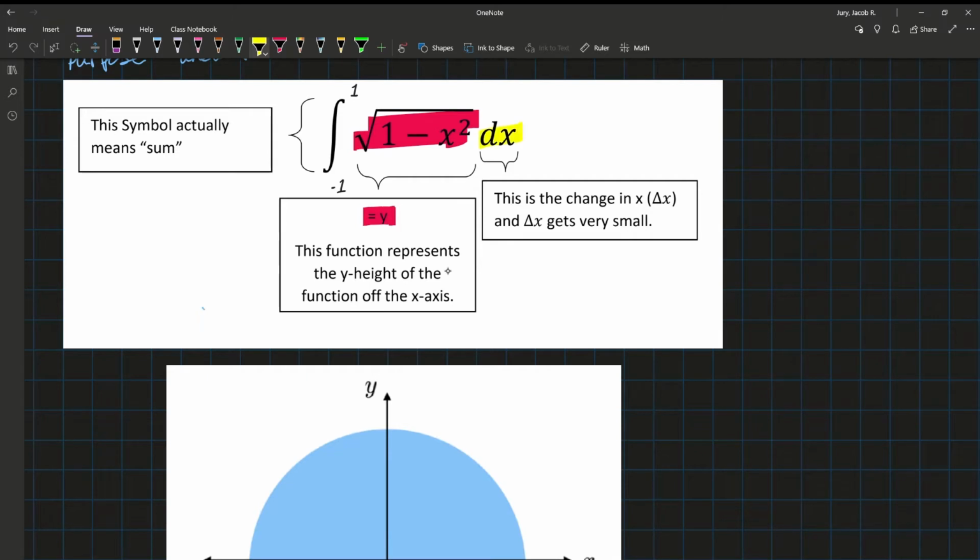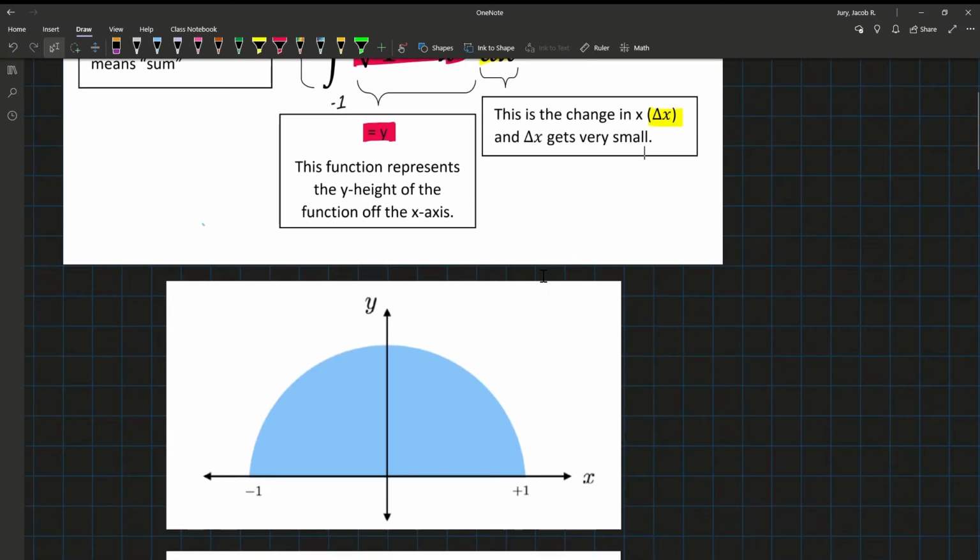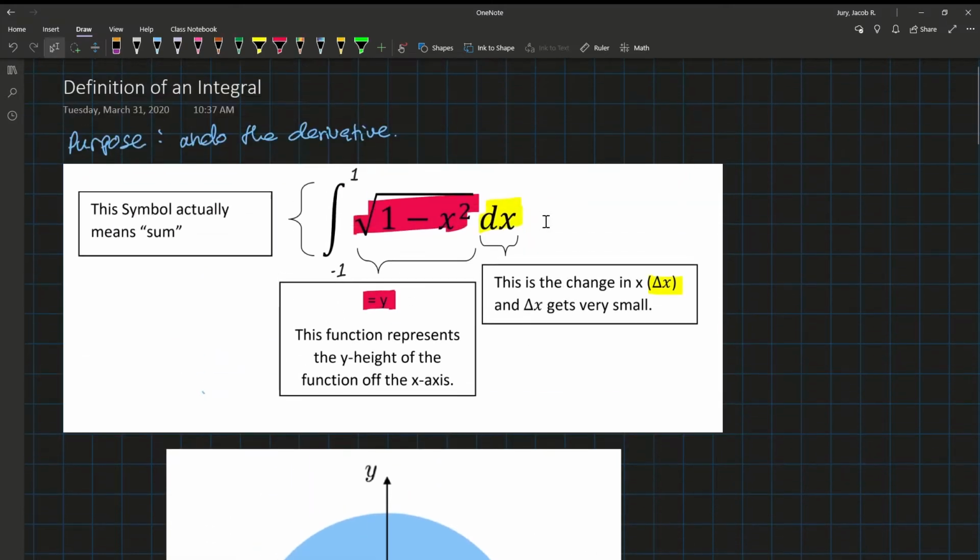So that piece isn't too hard to understand. But if we look at dx, this is the change in x, this delta x, and delta x gets really small. And it's getting really small, kind of defined by a limit. If you look down at the semicircle we have, if we take the distance between those x values, we're going to start to accumulate a lot of different areas because we have multiplication between the y value, the pink thing, and the yellow thing, the dx. So we have a y times an x.